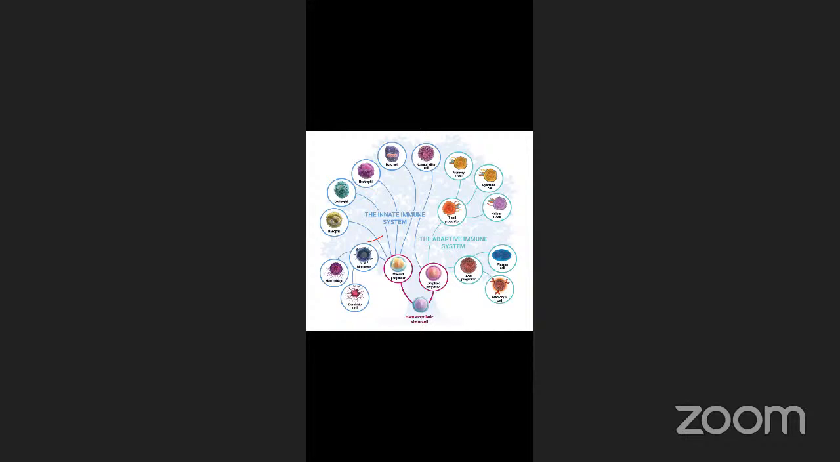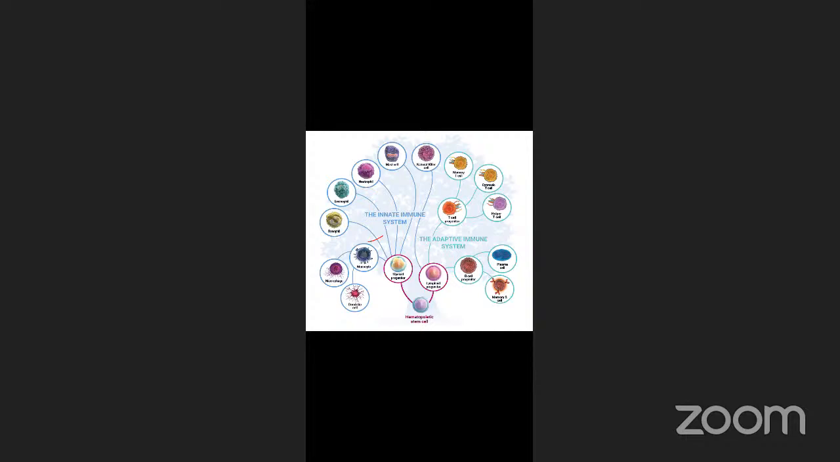It protects from the intracellular microbes. See, B cells always protect from the extracellular microbes. T cells protect from the intracellular microbes. That is the difference. That's why B cells are actively involved in humoral immunity. T cells are actively involved in cell-mediated immunity.